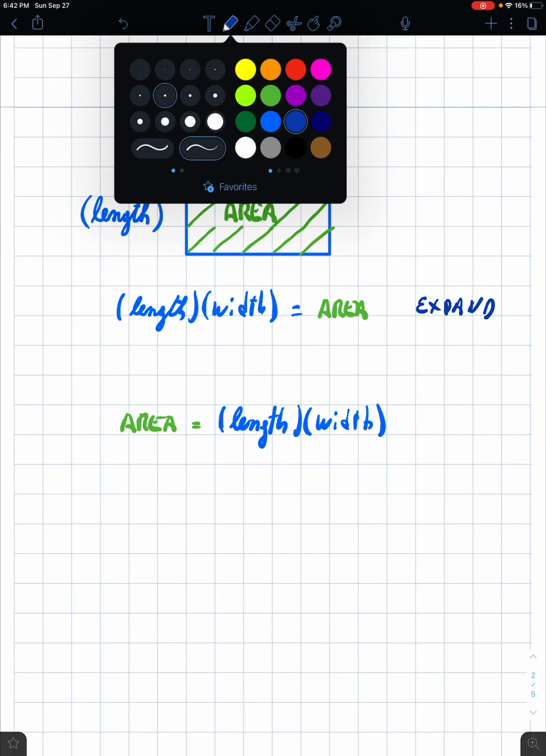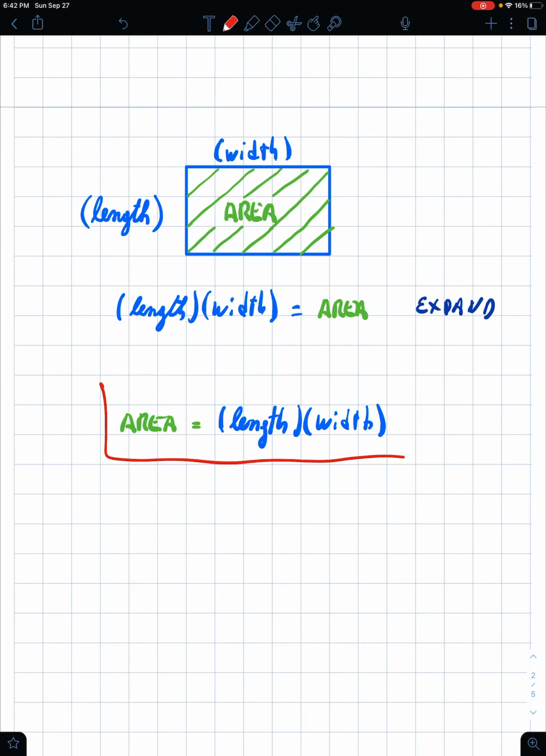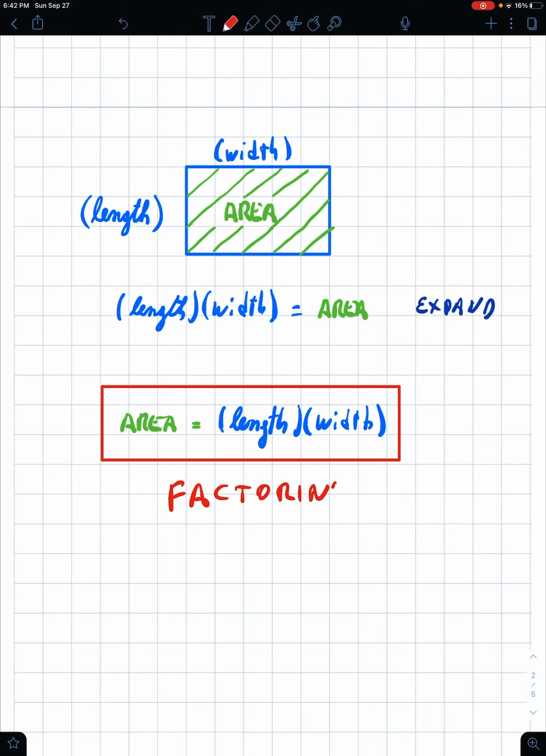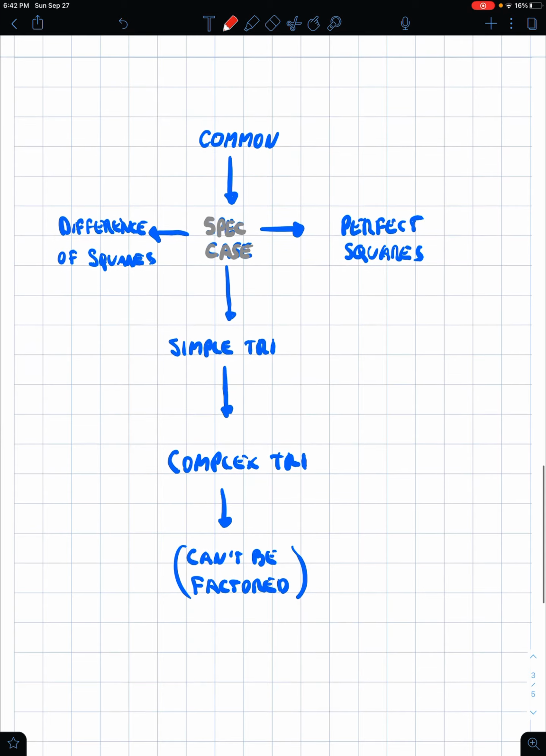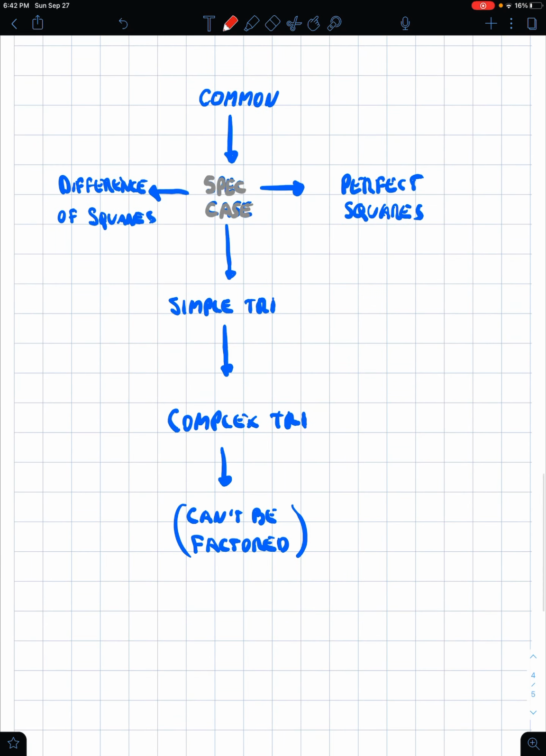And the big one for us is this. If they give us the area, how do we get the length and the width? And we do it by factoring. Factoring is basically, given the area, let's find the length and the width. The good news is it's going to be a very, very mechanical process that we can repeat over and over. And if we remember our times tables, we're going to have no trouble.